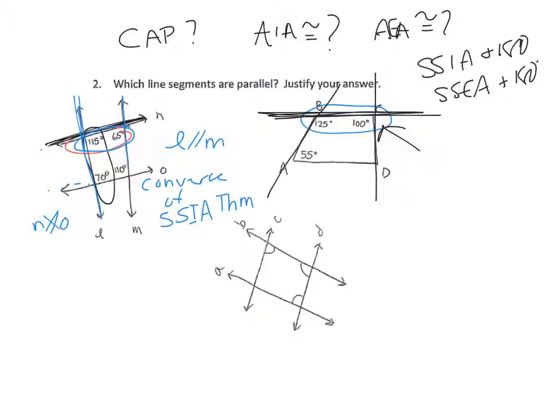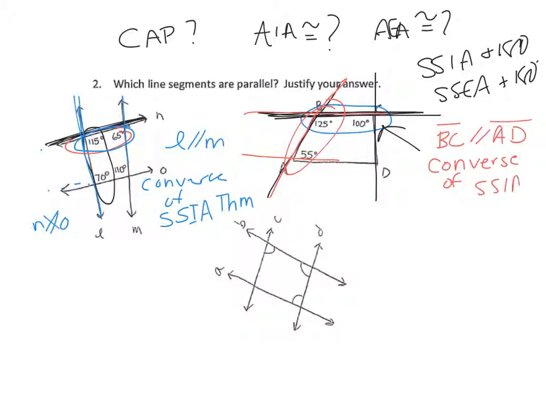Now I'm going to check, do these two add up to 180? Yes, they do. So this is my transversal. These are my two parallel lines. So then I know that BC is parallel to AD by the converse of the same side interior angles theorem, because I know these same side interior angles add up to 180, then I know that the lines are parallel.